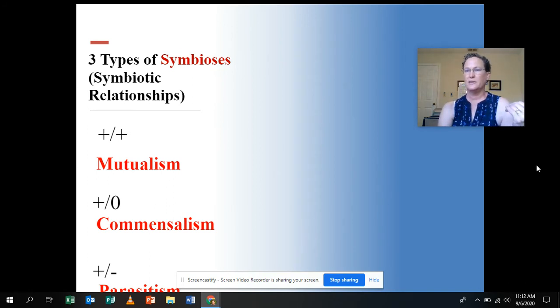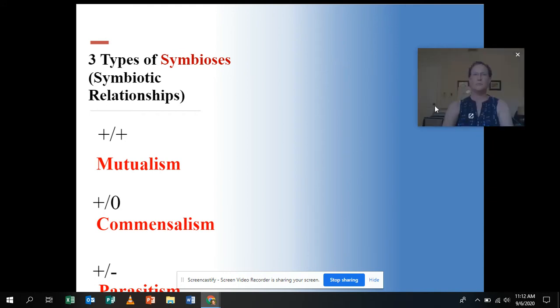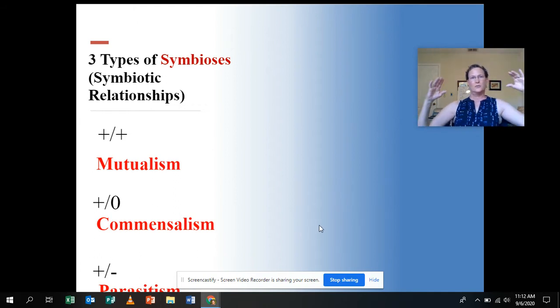And I bet you've learned about this before, so I'm going to go kind of quick. So there's 3 main kinds. Can you see that one at the bottom says parasitism? So 3 types of symbioses. There is the one where both benefit, plus plus, that's mutualism. One where one benefits and one doesn't have any effect, that's commensalism. And then one benefits and the other one's actually harmed, that's parasitism.